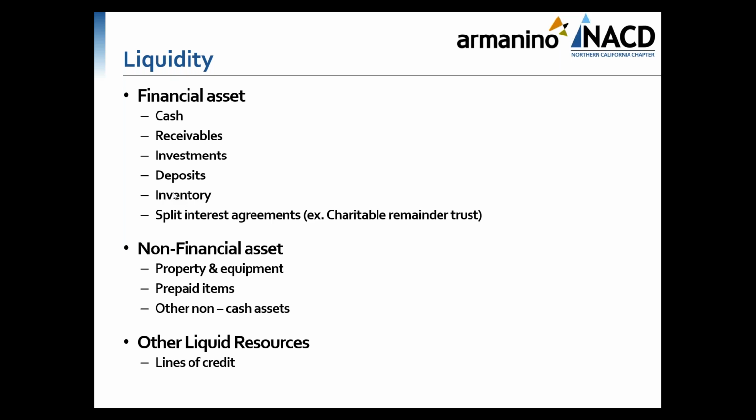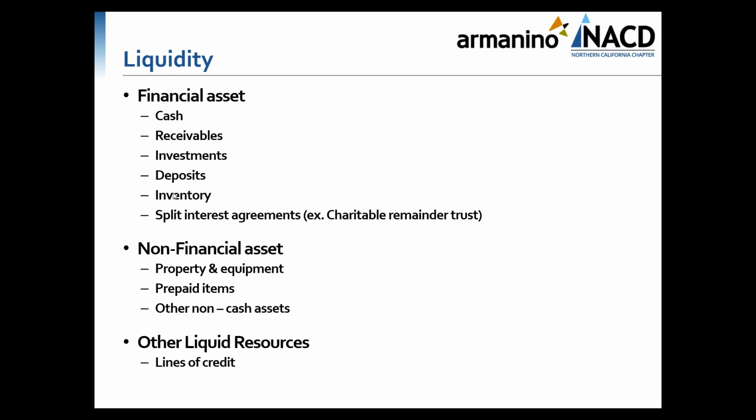Prepaid items, so those are things like prepaid insurance. Typically the cash has already been spent. There's not really any type of right there, again, that would result in a transfer of cash or other assets. Some nonprofit organizations can have other types of non-cash assets on their books. It just depends on what it is in terms of what classification it will fall into.